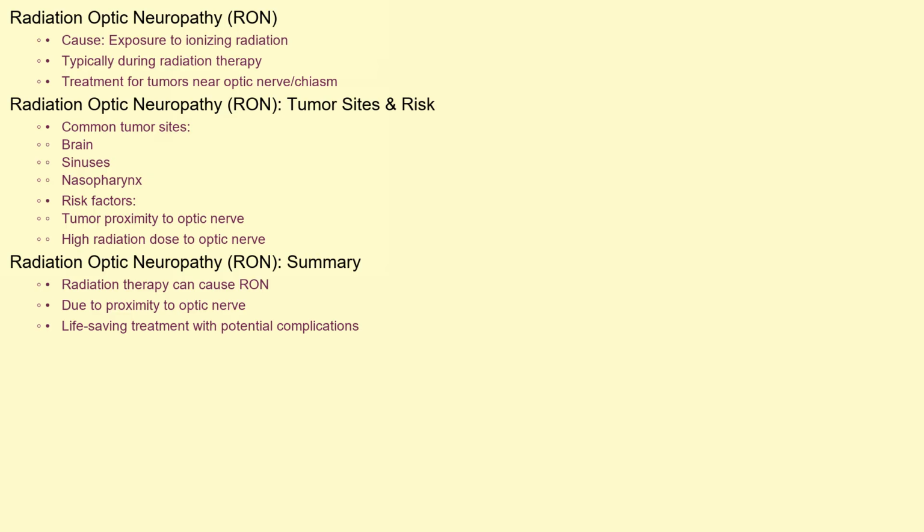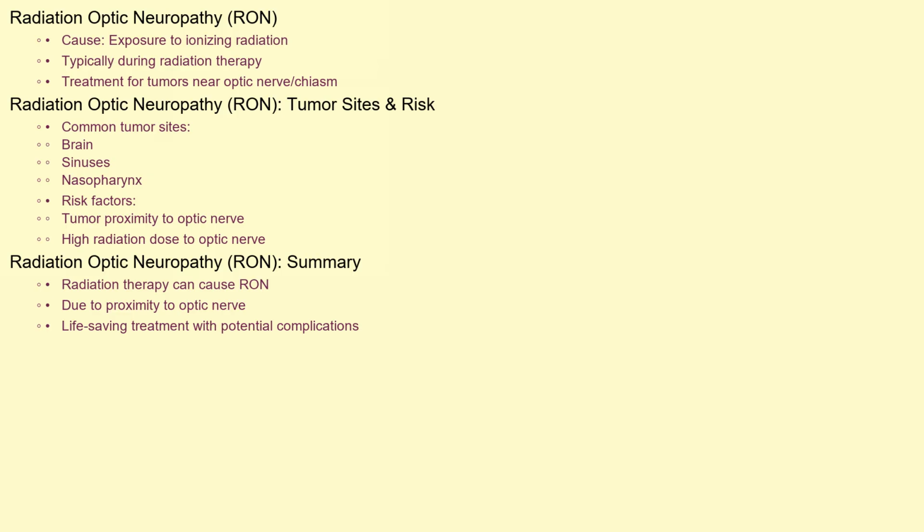Welcome. Today we're delving into a complex and often devastating condition affecting the eyes, radiation optic neuropathy, or RON. This video will explore what causes it, how it impacts vision, and what can be done to manage this challenging diagnosis. Radiation optic neuropathy, as the name suggests, is caused by exposure to ionizing radiation.